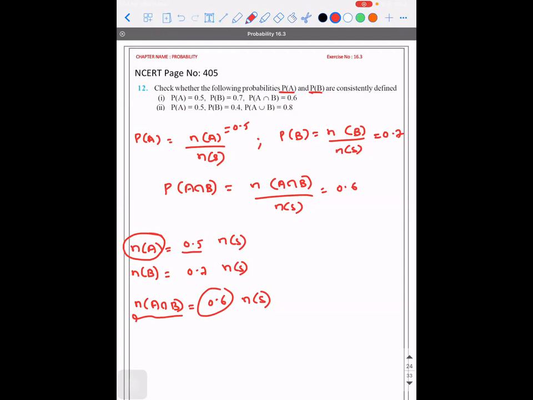Is this possible? Since probability of A is greater than probability of A intersection B, sorry, less than, it is not consistently defined.